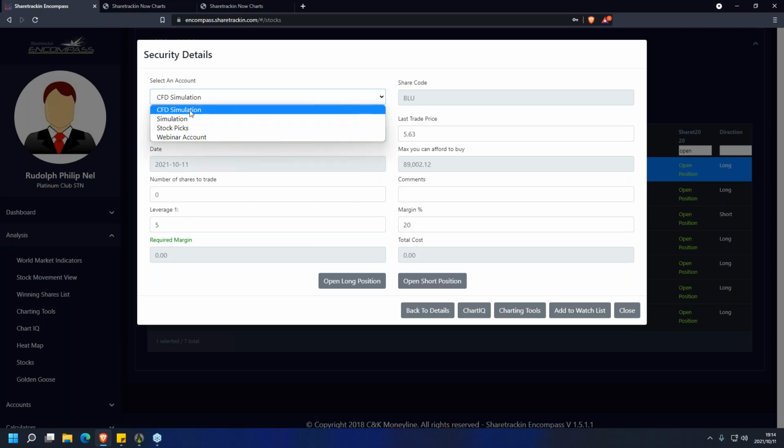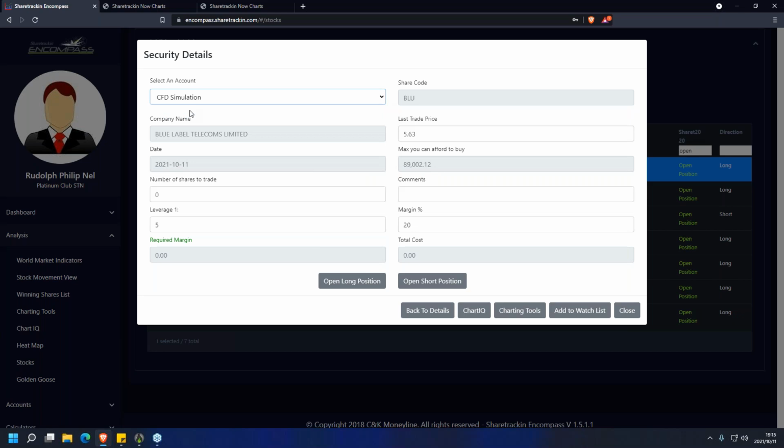Also, not all accounts would be named CFD simulation. I mean, yours might be labeled only as CFD or your name or anything. So on our CFD accounts, for those that don't have an account, I'll just go and show you how to open that account as well.